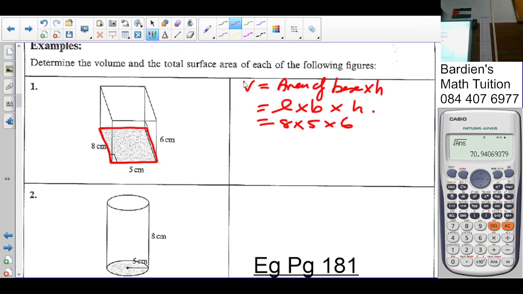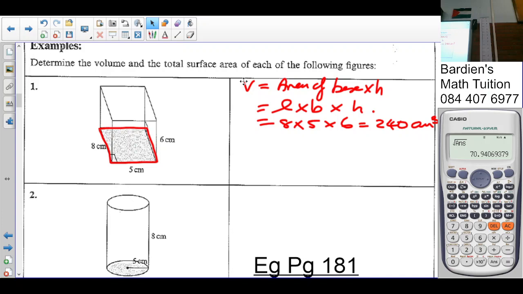Work that out. 240 centimeters cubed. Why cubed? Because it is now 3-dimensional. It has a length, the breadth and height. Area, whose length and breadth, is 2-dimensional. Perimeter is just the length on the outside, so it's 1-dimensional. That's why there's centimeters, centimeters squared, and centimeters cubed.